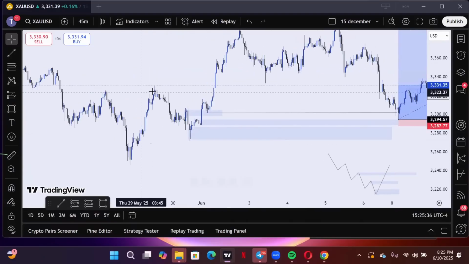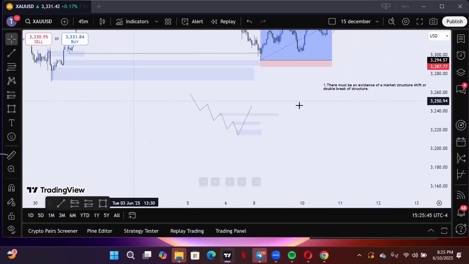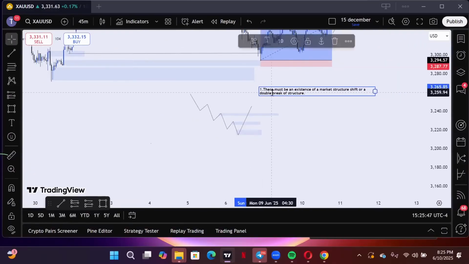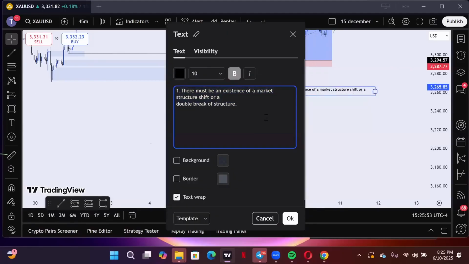Now, after that, you move on to the second rule. So I'm using two scenarios now, this buy scenario that I took here, and also the sell scenario on the other side. So, the first rule, we already have it: there must be an existence of a market structure shift or a double breakout structure. Now, the second rule says there must be an inducement slash liquidity.